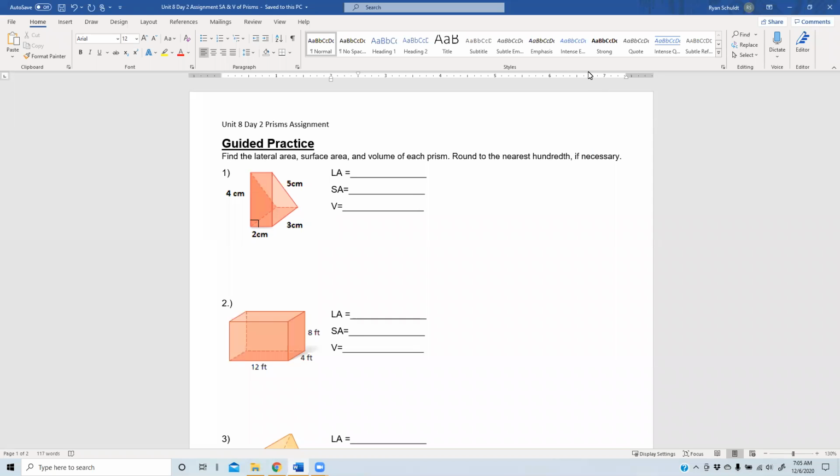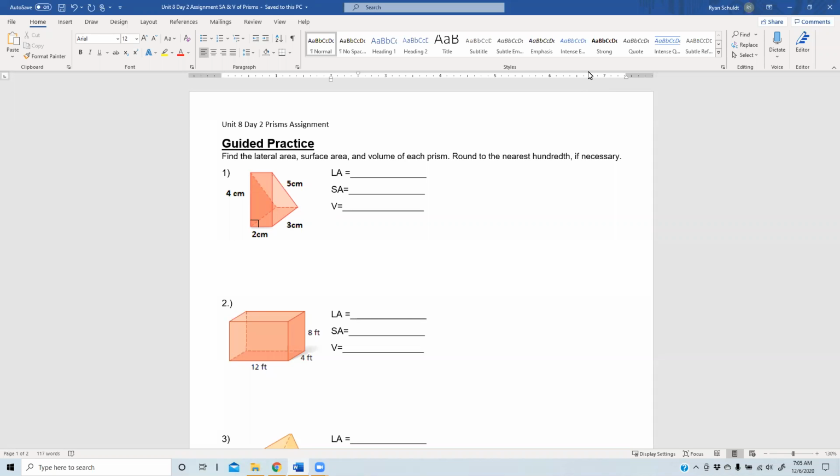Okay, so now we have the guided practice. You'll notice that we cover almost half the assignment in this. Let's just jump in and get started. They ask us to do, like we've done in the notes, find the lateral area, total surface area, and volume for each of these prisms.